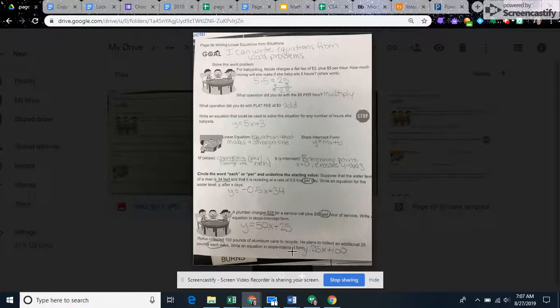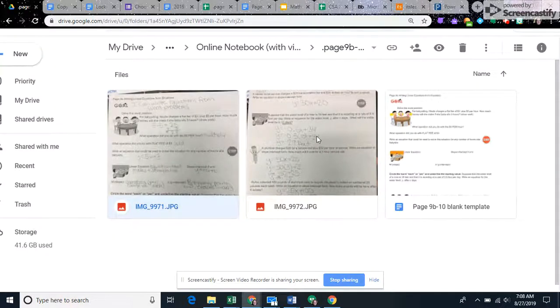Rufus collected 100 pounds of aluminum cans to recycle. He plans to collect an additional 25 pounds each week. Write an equation in slope-intercept form. Well, he already has 100 pounds, so that's his beginning point, the number that will be by itself, and then 25 pounds each week. If he's collecting it, it'll be positive, so it's y equals 25x plus 100.